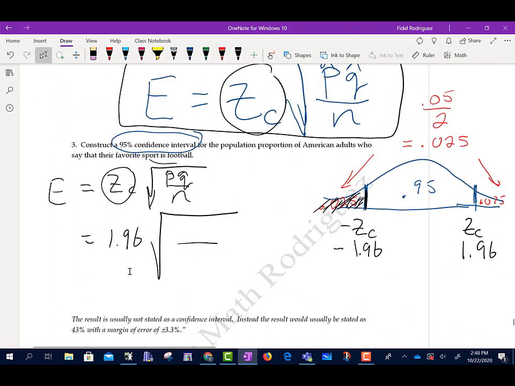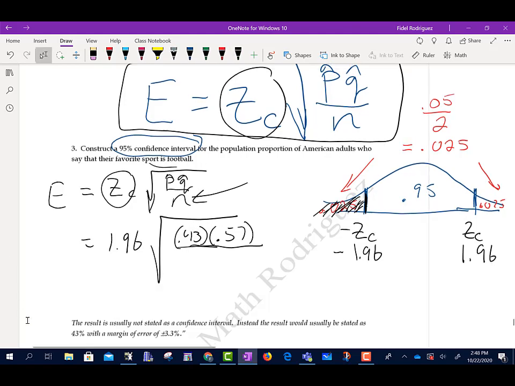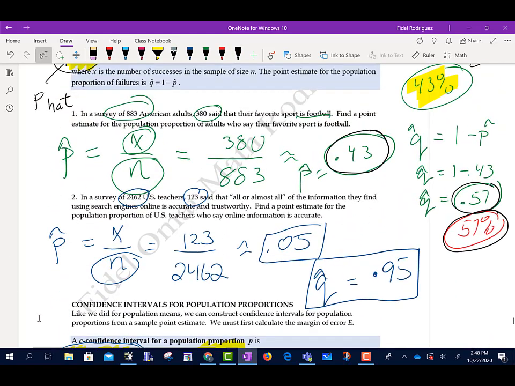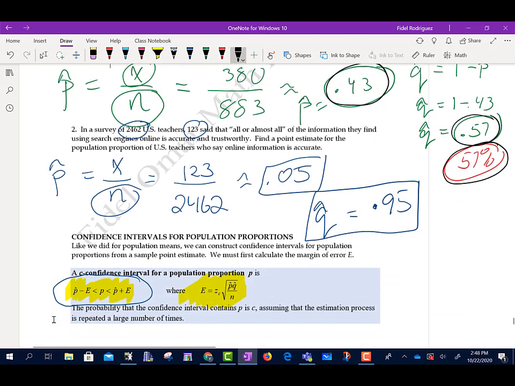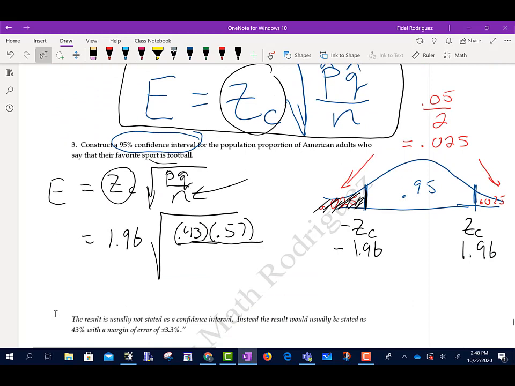So p hat was 0.43 and q hat was 0.57. And remember, n is the number of adults that we surveyed. So let me scroll back up. How many adults did we survey? We surveyed 883. So I'm just going to scroll back down here. 883. And we're going to find our error.